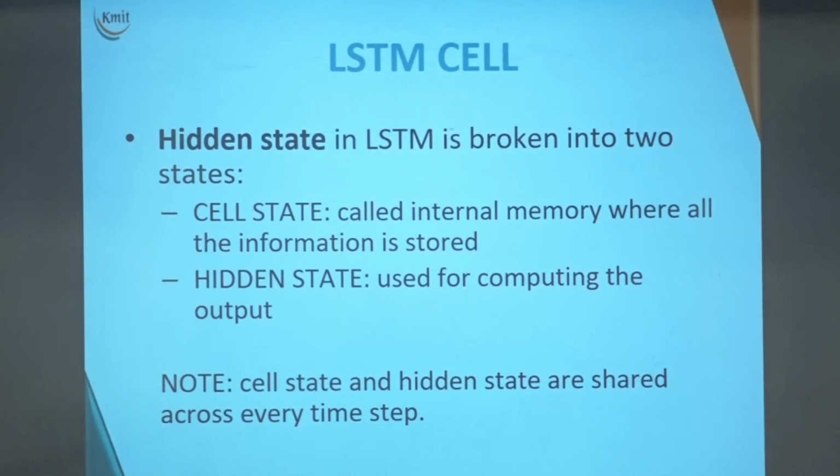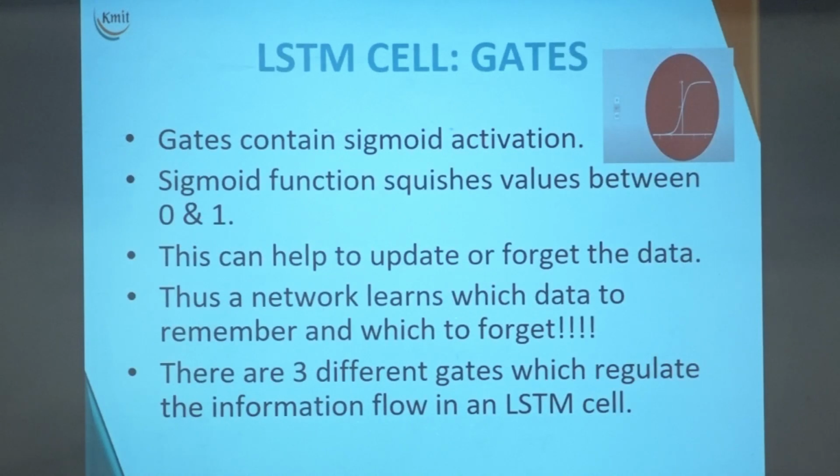And second is again a hidden state, like a normal RNN hidden state, which is used for computing your output. You have to remember one point here, that cell state and hidden state both are shared across every time step. Now, talking on gates, gates contain a sigmoid function. Why? Because it is able to squish your value between 0 and 1, and that helps you to actually decide retain or forget. So, the network learns which data to remember and which data to forget.